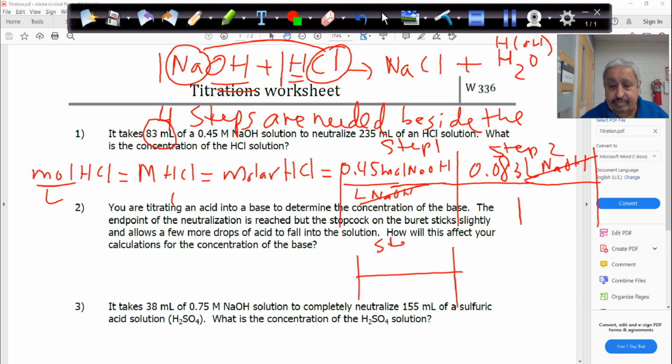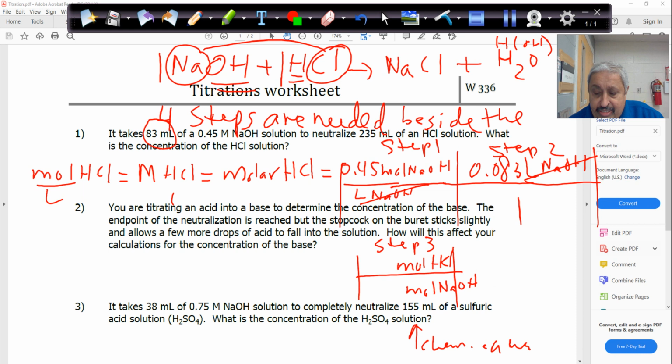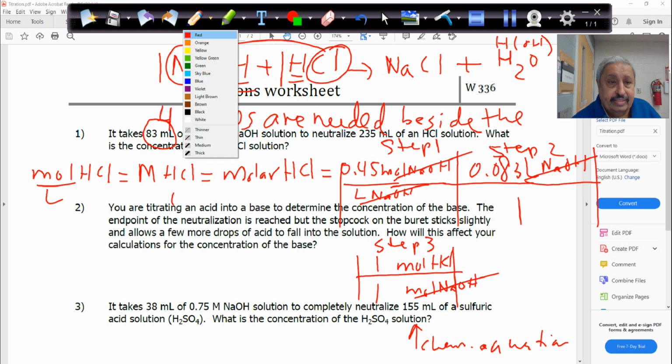Now step 3 here. I have to get rid of moles of sodium hydroxide. I'm looking for mole HCl, so I'll put mole HCl on the top. That's what I'm looking for, mole HCl to mole of sodium hydroxide. This step comes from the balanced chemical equation, so 1 to 1 mole ratio. The moles of sodium hydroxide cancel with the moles of sodium hydroxide here.